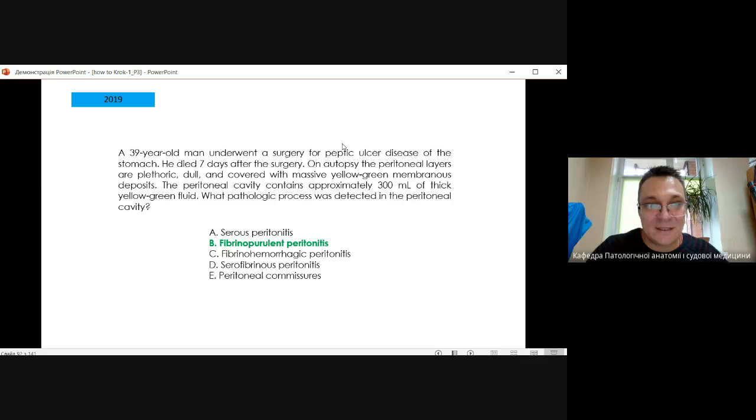Fibrinopurulent peritonitis, which is characterized by not only the presence of pus within the peritoneal cavity, but also the presence of yellow-green membranous deposits. And as the mixture, we have dealt with fibrinopurulent peritonitis.